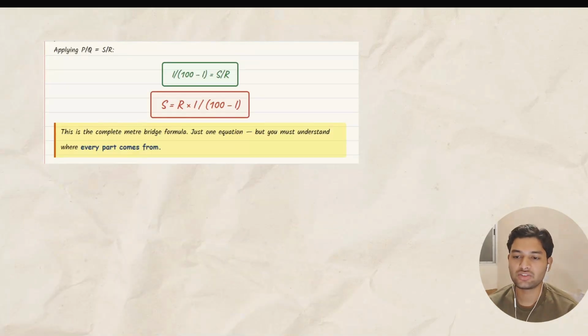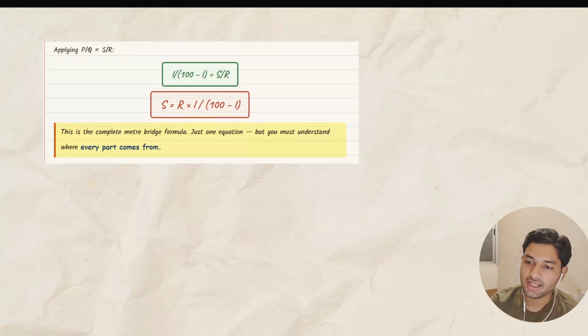As you can see on the screen, we have the meter bridge formula here: S by R equals L by 100 minus L, and S equals R into L by 100 minus L. This is the complete meter bridge formula, just one equation, but you must understand where every part comes from. I made so much effort to make you understand that. Still, if you have any doubt, you can ask me in the comment section. Let's move on to the next part.